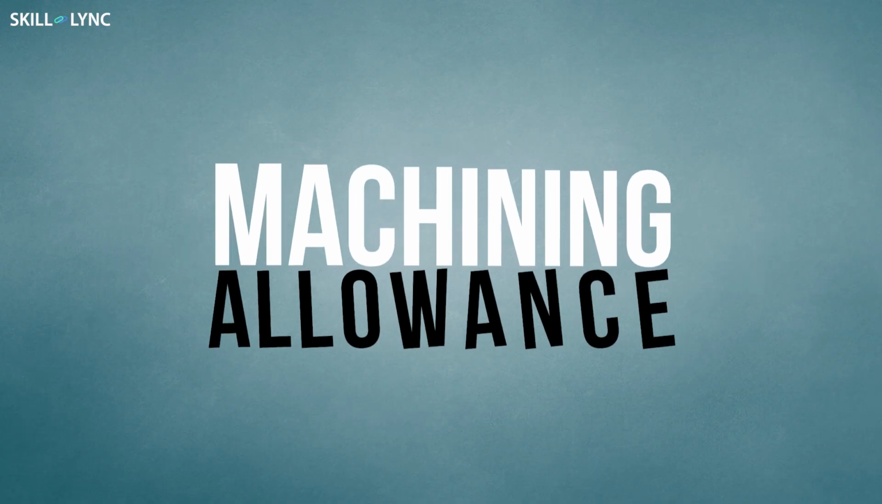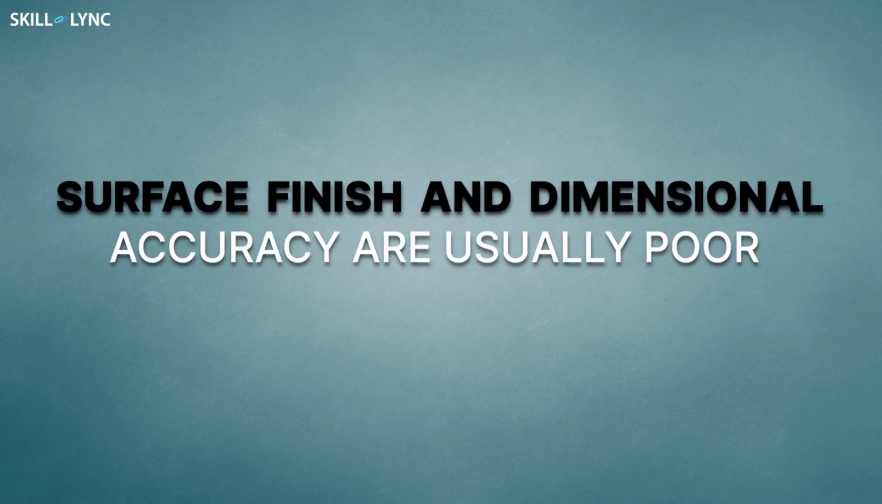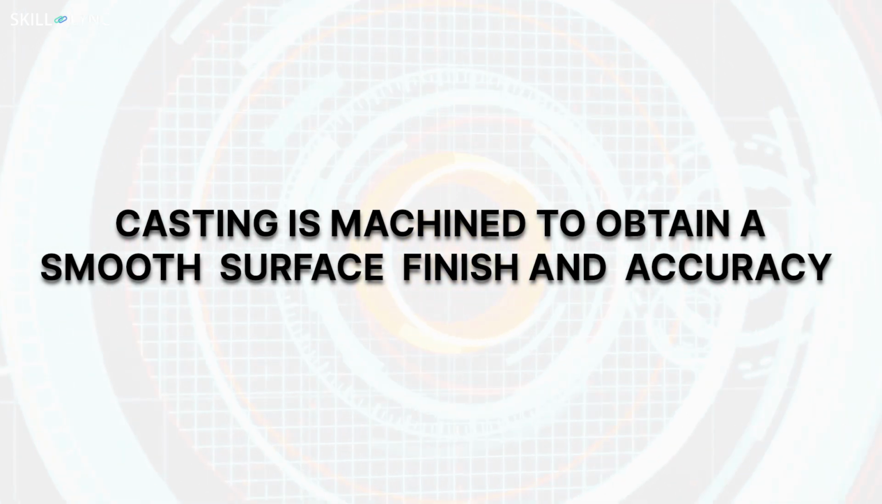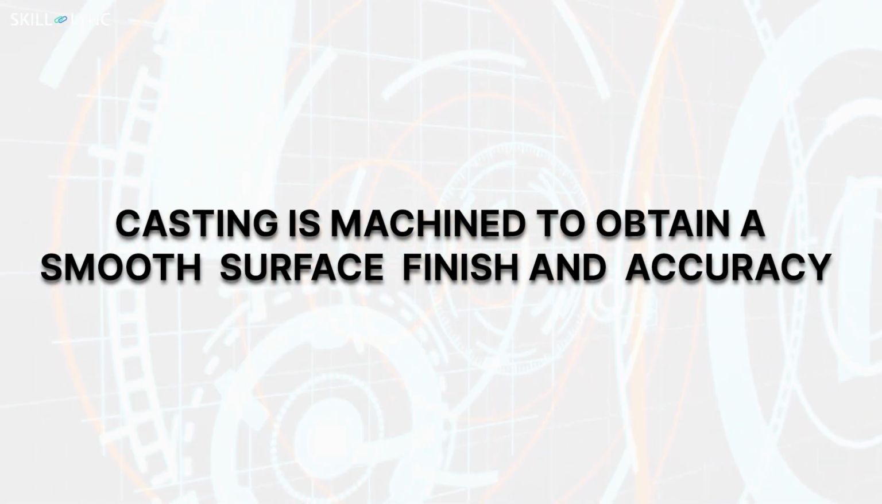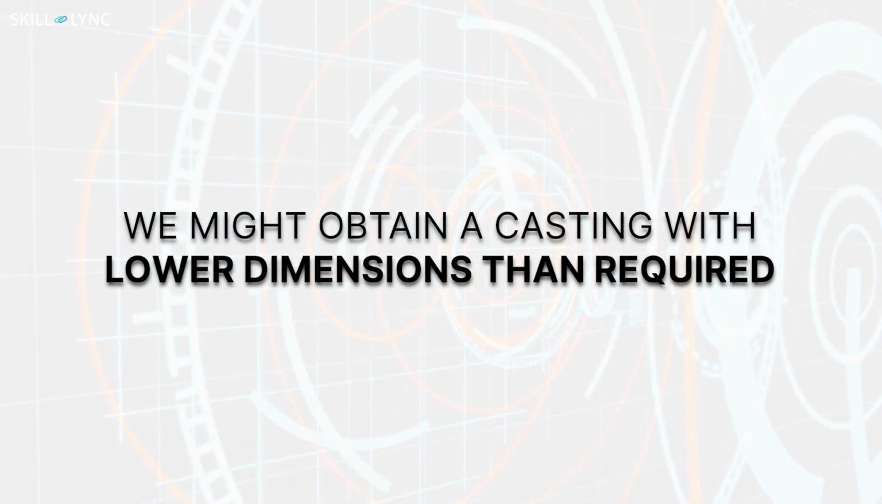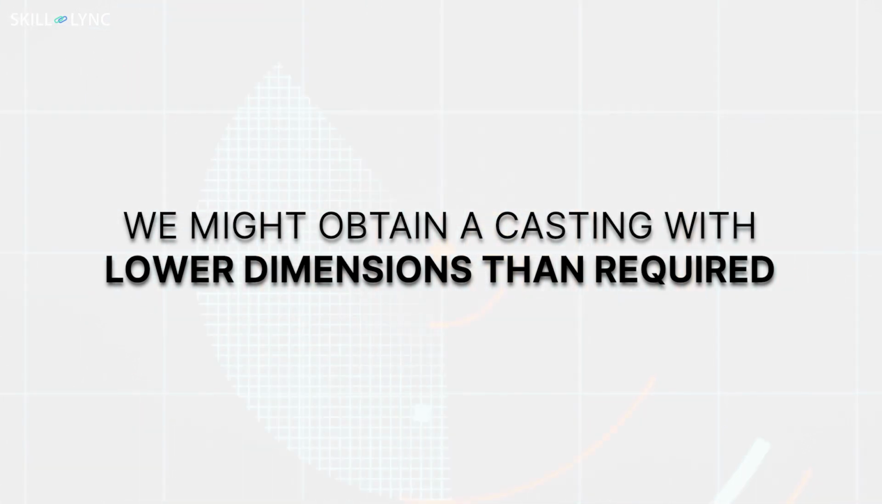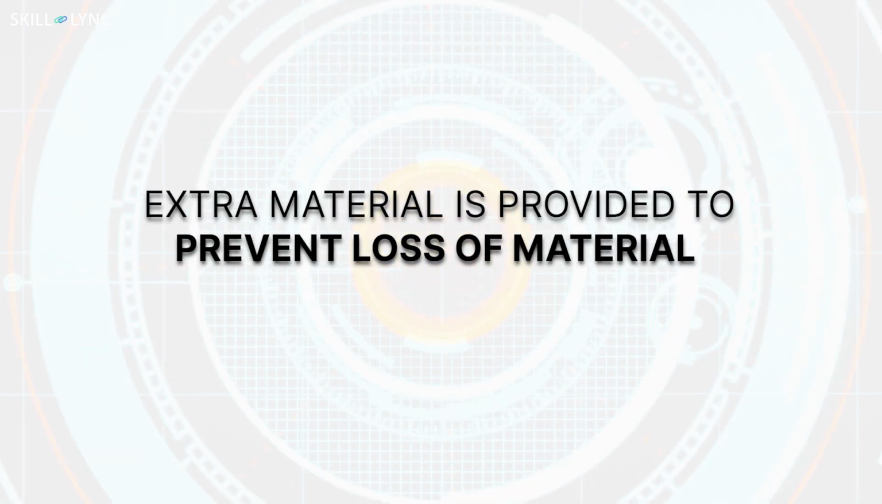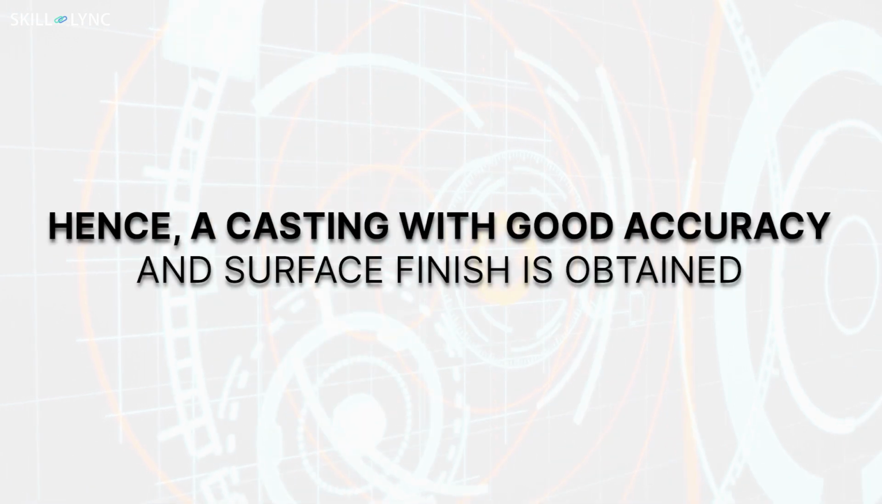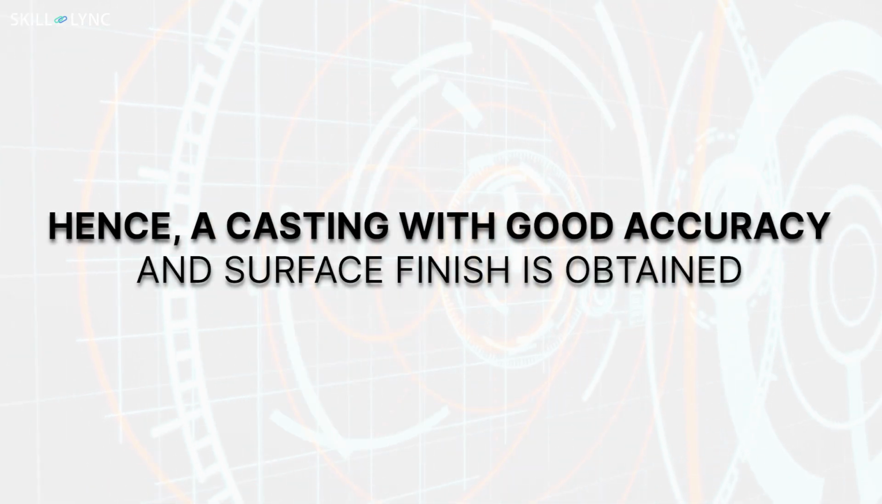The next topic for today is machining allowance. As we know, the final product obtained from sand casting usually has poor surface finish and dimensional accuracy. Therefore, the final product or casting is machined to obtain a smooth surface finish and accuracy. However, there are high chances of obtaining a casting with lower dimensions than required due to excess machining. To avoid this, extra material is provided which is eventually removed during the machining process, thus providing a casting with good accuracy and surface finish.